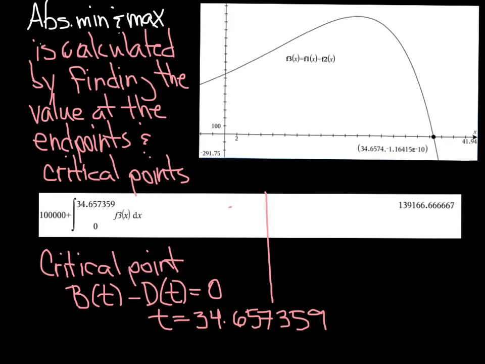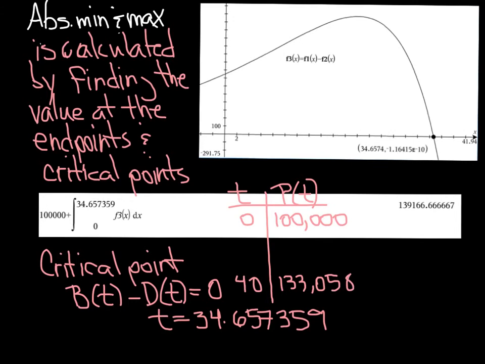Now, let's see, where's my absolute maximums and minimums? So we have t that we're analyzing, and we have the amount of penguins. So at 0, we're given that there's 100,000 penguins. And at 40, we've already calculated there's 133,058 penguins. Now you can see here I have my calculator notation finding the number of penguins at 34.657359. And when I do that, at 34.657, the amount of penguins is 139,167. So the maximum is occurring there.